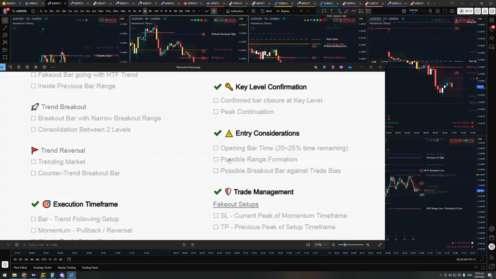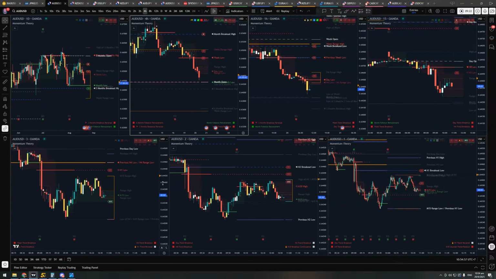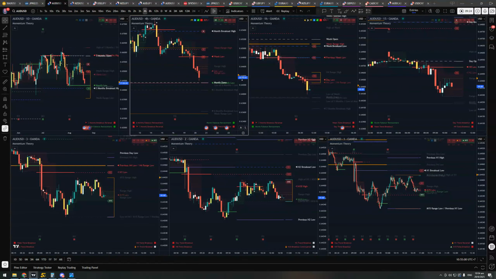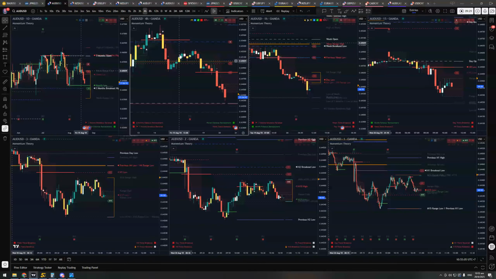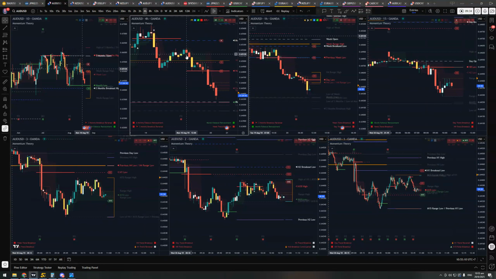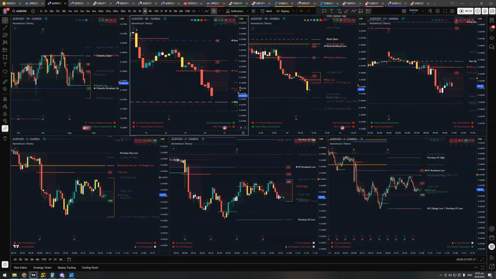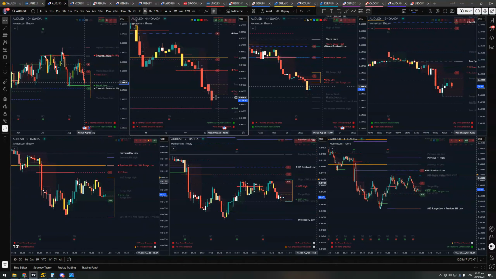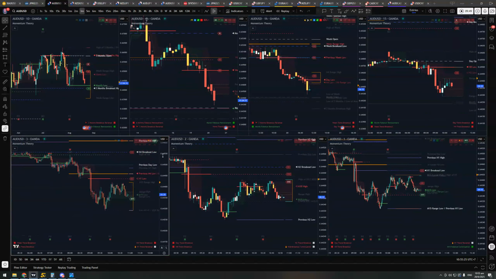careful here. I need to see if there's a possible range or a possible breakout bar that's going against my trading bias. And in this case, when we get so close to that opening bar time, you can see that many of these bars have top wicks and bottom wicks, which means that at these closing times, you're going to find yourself in drawdown if you get in too close to the opening bar time. I'd rather wait to see this close and then see the pullback, creating that top wick, and then take the move down. So that's something else I have to consider.